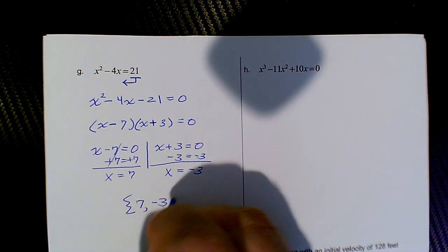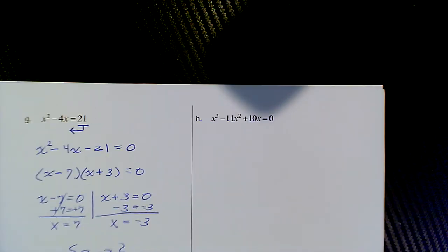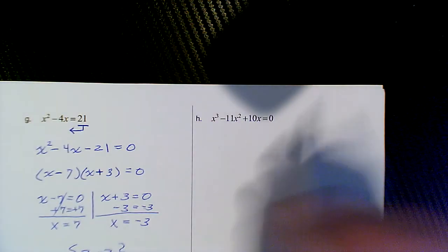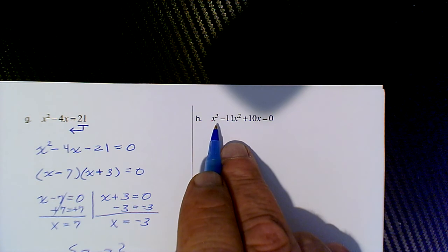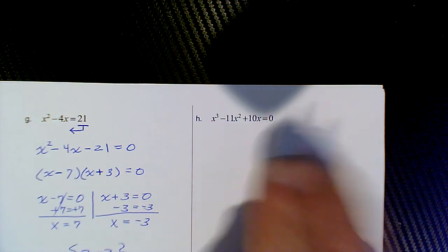When you write the solutions, they do not have to be in any particular order. It could be negative 3, 7, or 7, negative 3. It does not make a difference. And then here's a special one where it's a cubic equation, but we have it in standard form. Everything's on one side set to 0.